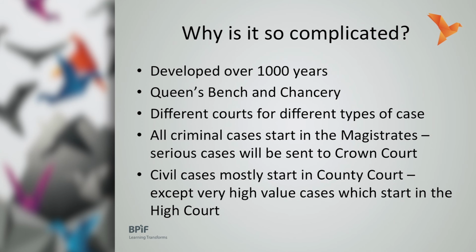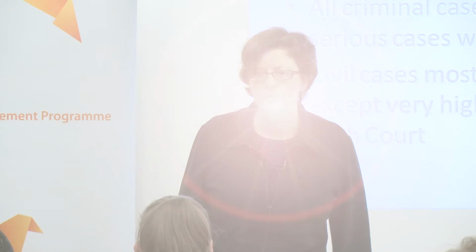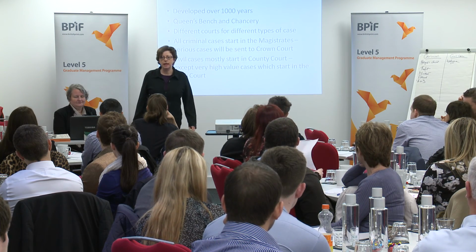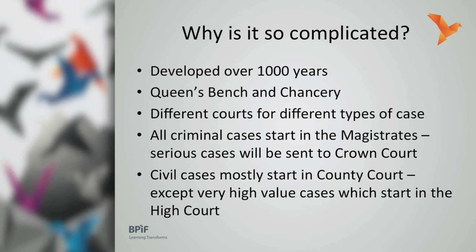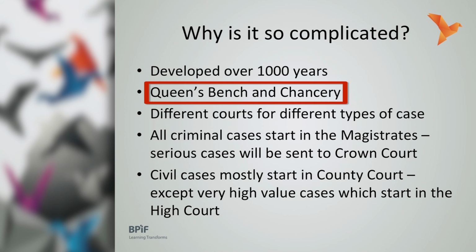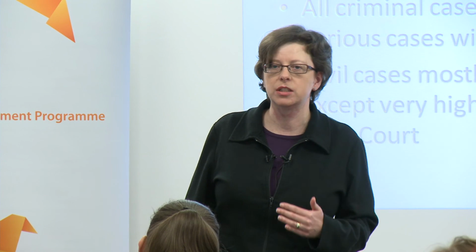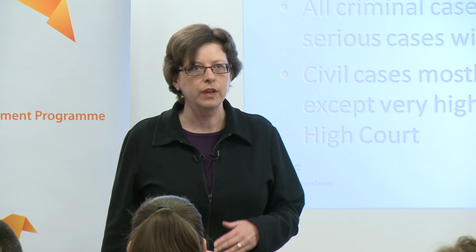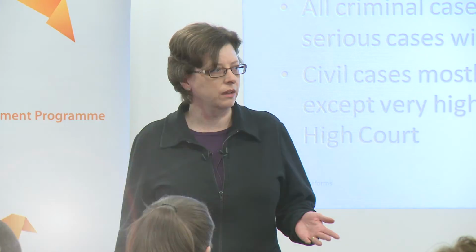So why is it so complicated? Well, it is complicated because our system of justice goes back 1,000 years, right back to trial by combat. And you can still see some of the elements in some of the names that we give things. The High Court, for example, has got two divisions there called Queen's Bench and Chancery. And that's because back in ancient times, if you were very rich and you had a dispute with your neighbour or someone had murdered your wife, you might petition the king.